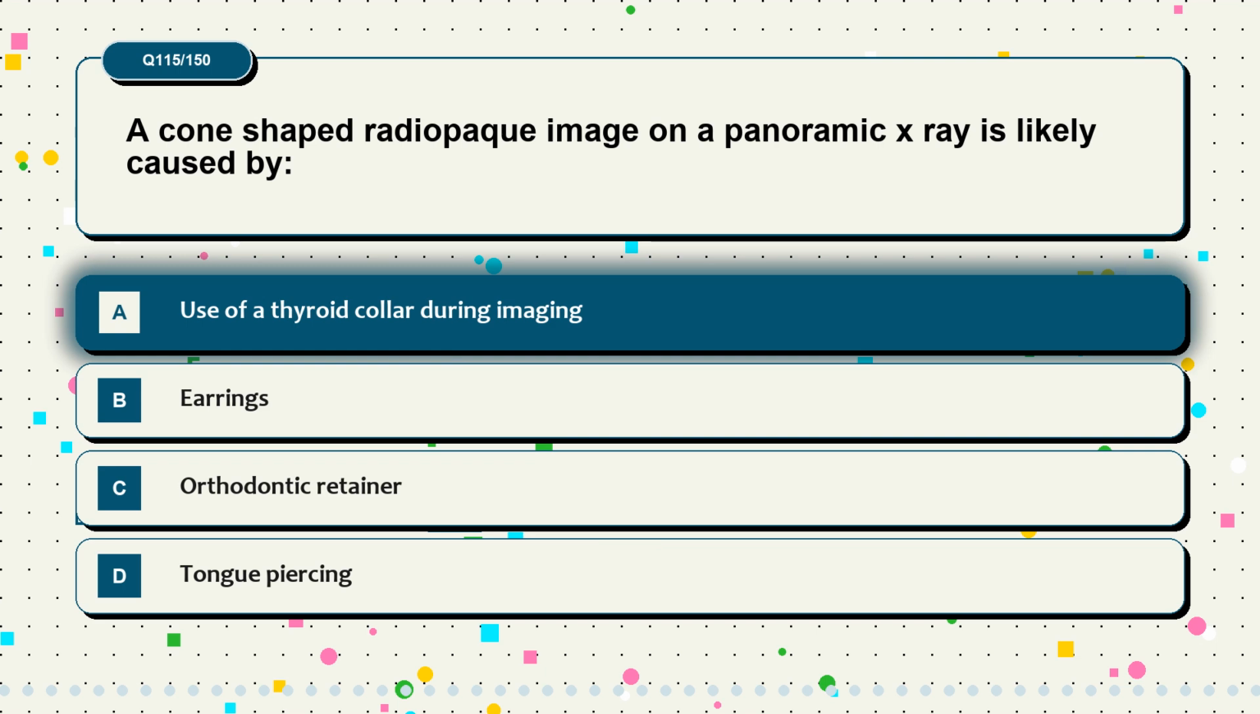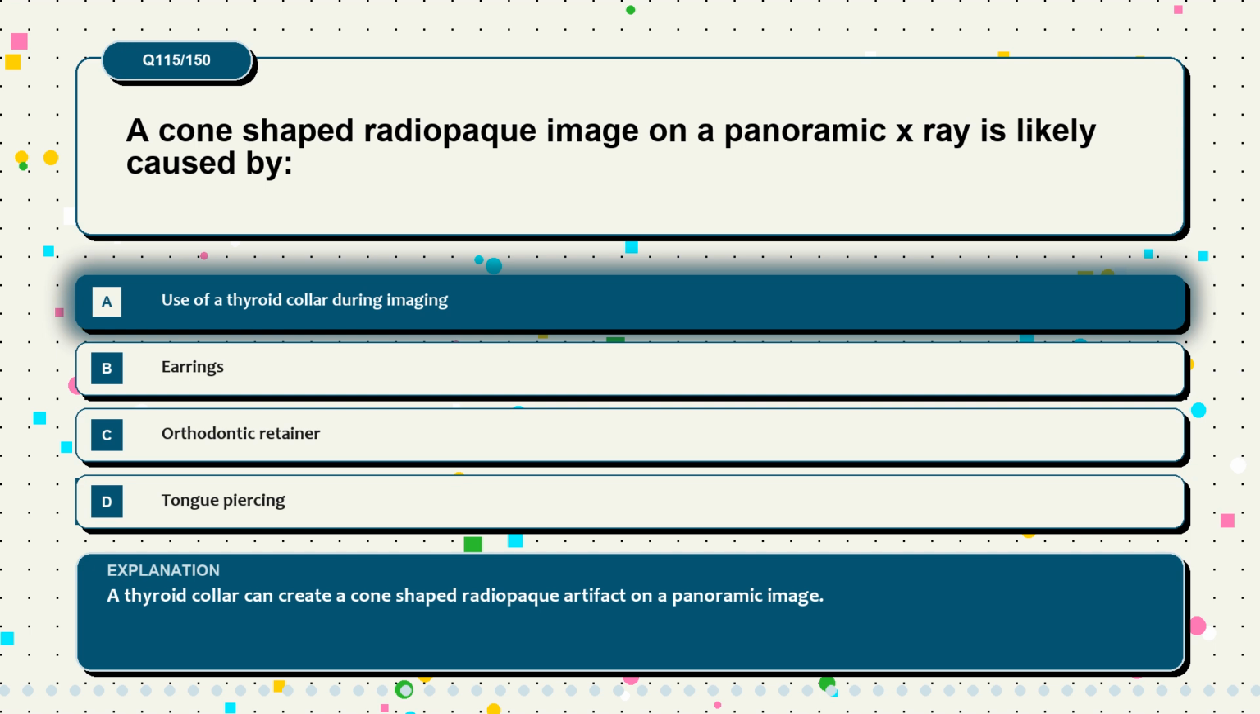The correct answer is option A. Use of a thyroid collar during imaging. A thyroid collar can create a cone-shaped radiopaque artifact on a panoramic image.